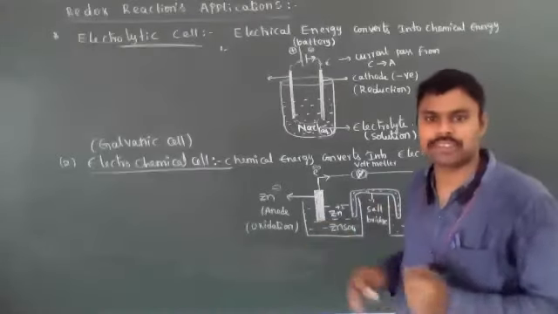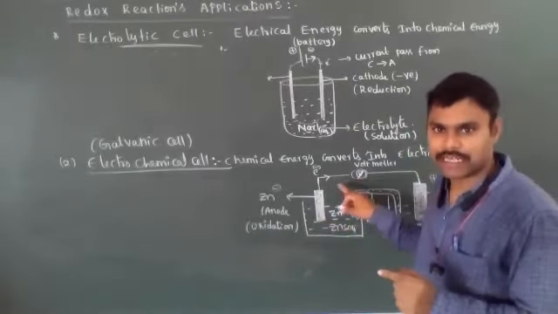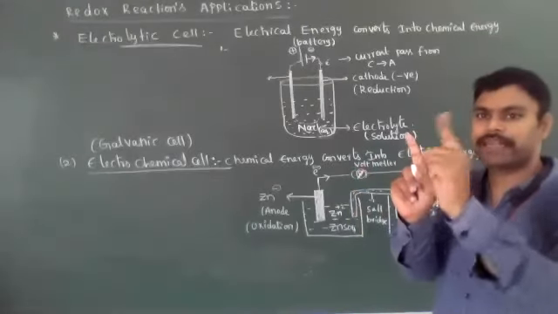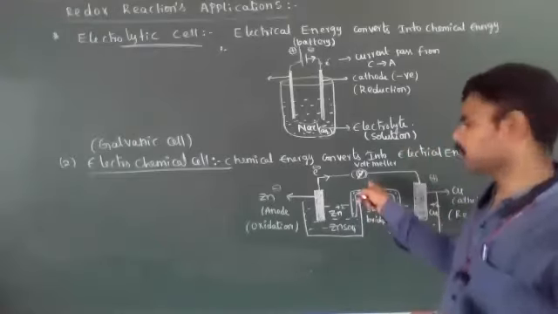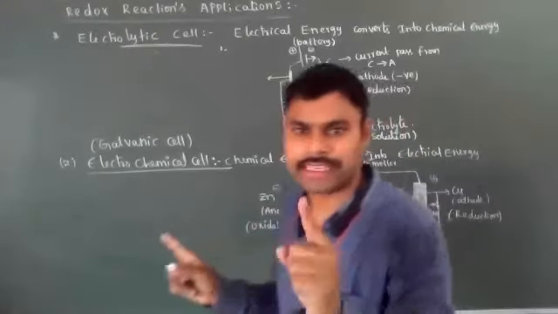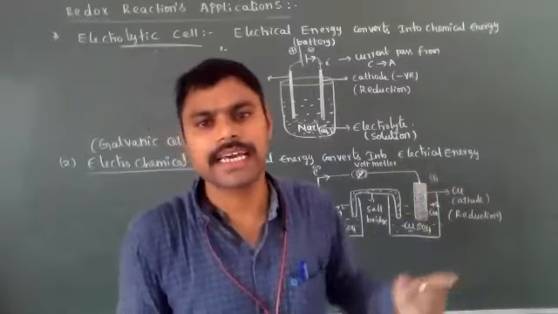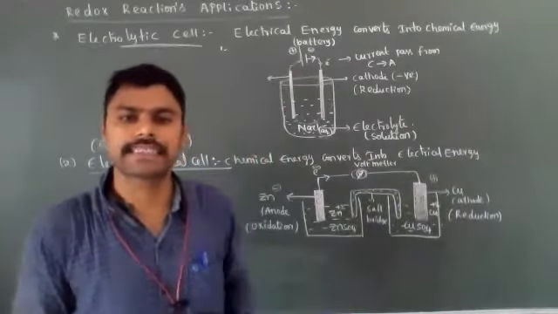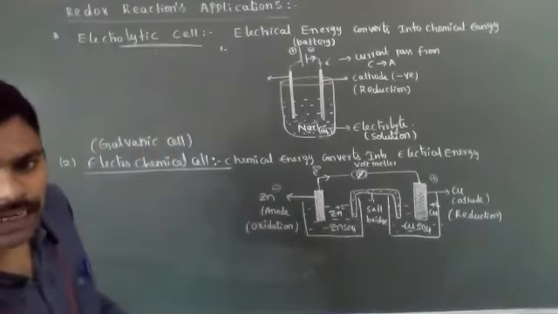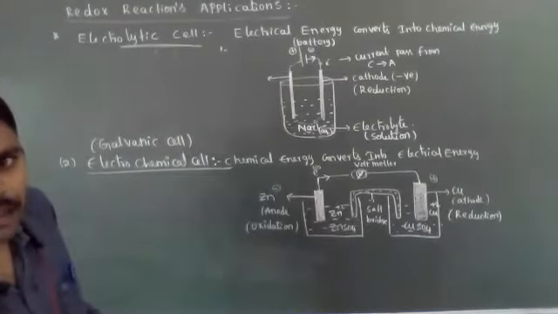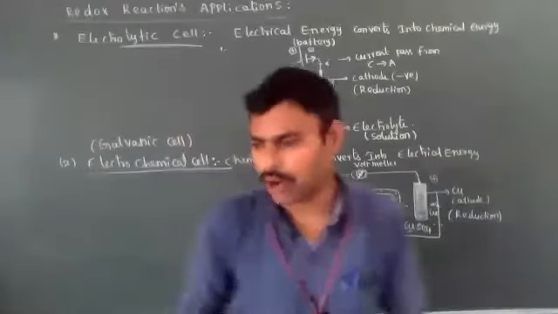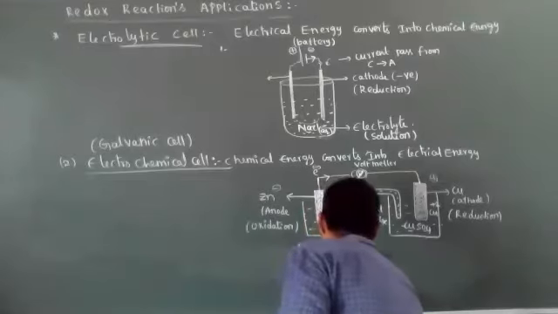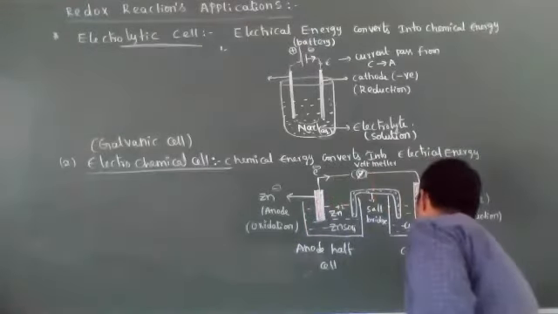How can we identify whether current is produced or not? We just connect both the anode and cathode to a wire, and if we keep a voltmeter, the voltmeter will deflect. Then it produces electricity. If the voltmeter is not deflected, it cannot produce current. What is current? Current is nothing but the flow of electrons. See, this electrochemical cell is connected with two half cells. One is the anode half cell. The second one is the cathode half cell.